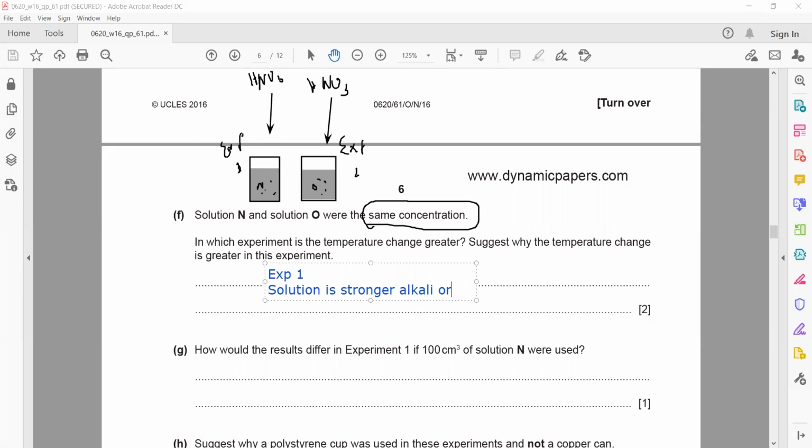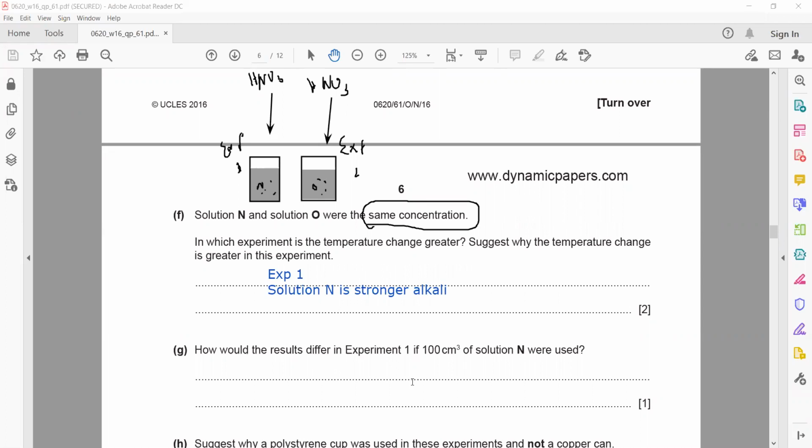or having a higher, no, not about different temperature change. When you compare a temperature change from initial value to the final value, the maximum temperature with solution N is still higher. The difference is higher as compared to that of O. So the reason is that solution N is a stronger alkali. That is why it shows a greater change in temperature as compared to O.